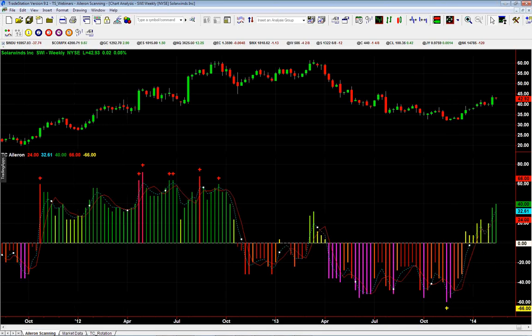So let's take a look at, let's mark that. Okay, right about here, somewhere in this range here. We would have been saying, okay, you know what? There's a nice turn higher. That was about at $34, and you would have rode that all the way to about 42. Nice little pickup right there, okay?